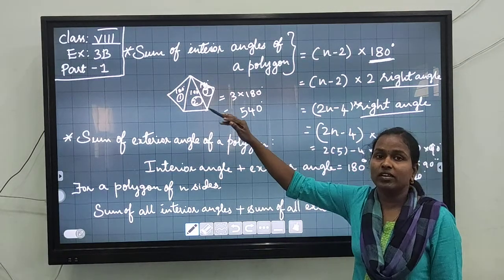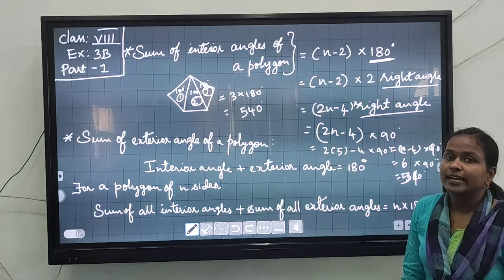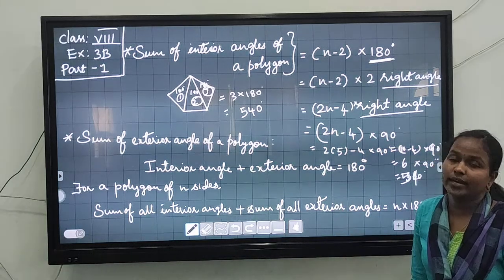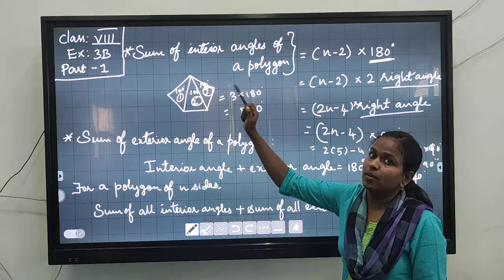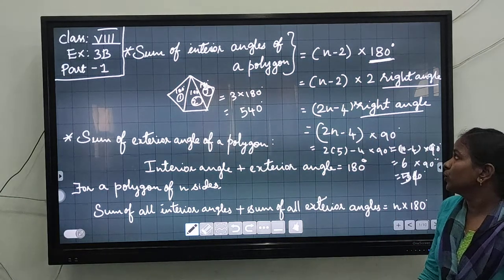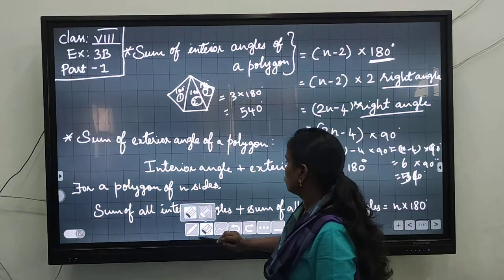You can split whatever polygon is given. You can divide that figure into triangles. You know that the sum of angles of a triangle is 180 degrees. Then if you find out how many triangles there are, multiply that number by 180 degrees, and you will get the answer. Otherwise you can use this formula: (2n minus 4) multiplied by 90 degrees.